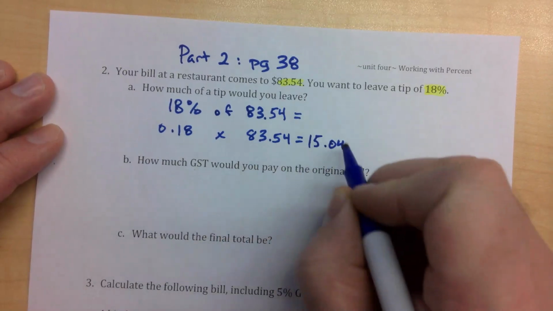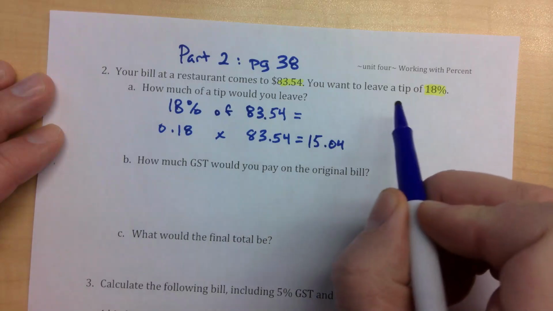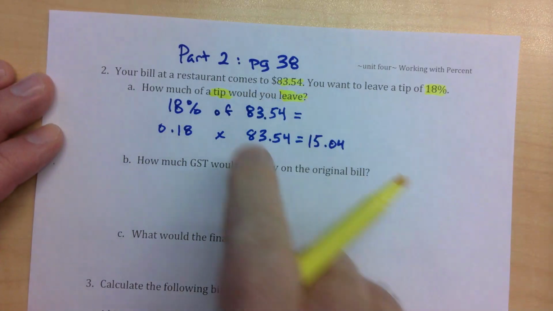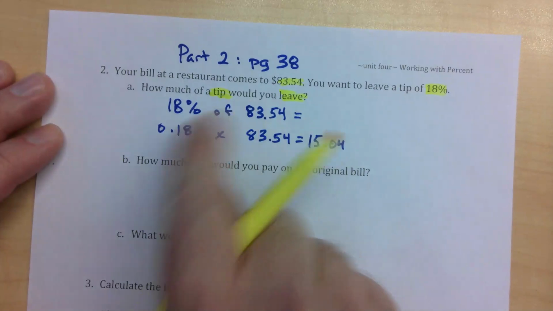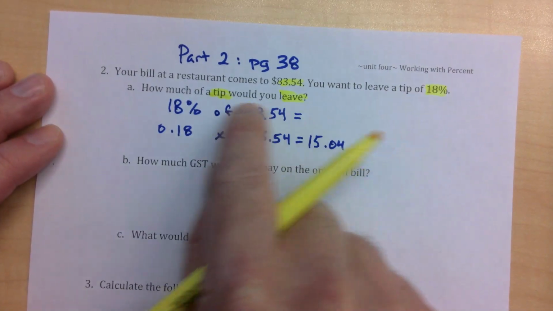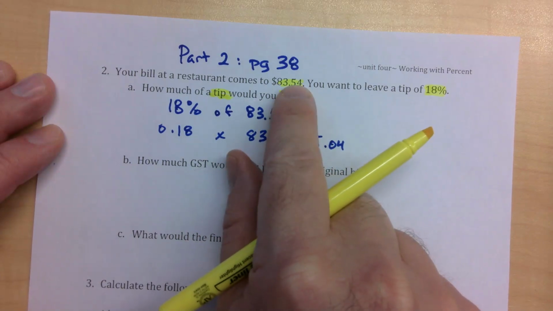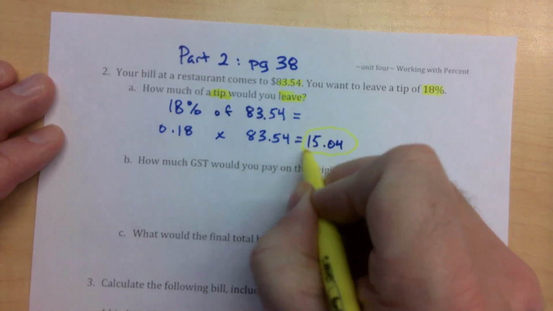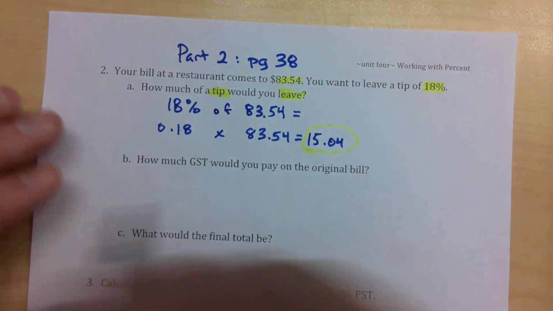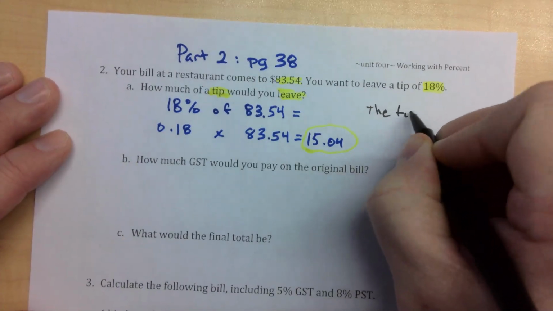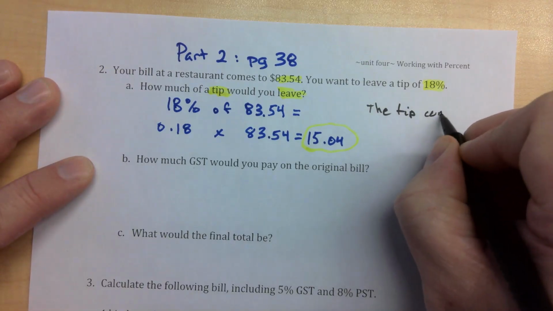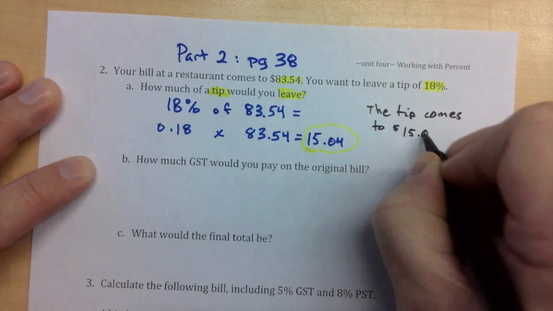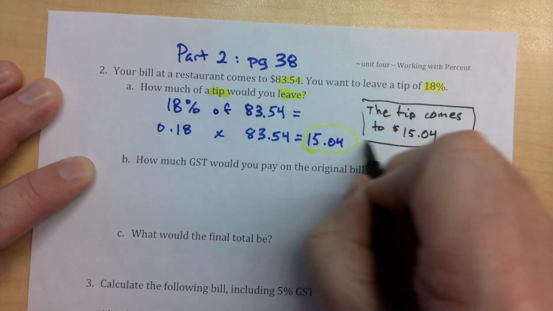You don't have to add it yet because you got to go and read your question, grade 8s, and it says, how much of a tip would you leave? Okay? It didn't ask you, what's the total bill before tax? It didn't ask you, how much are you leaving in total including the bill? No, it's specifically saying how much of a tip would you leave? So that is the answer. So $15.04. The tip comes to $15.04. Okay, there's our sentence.